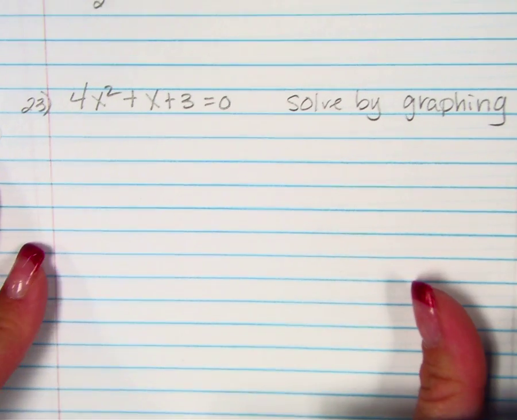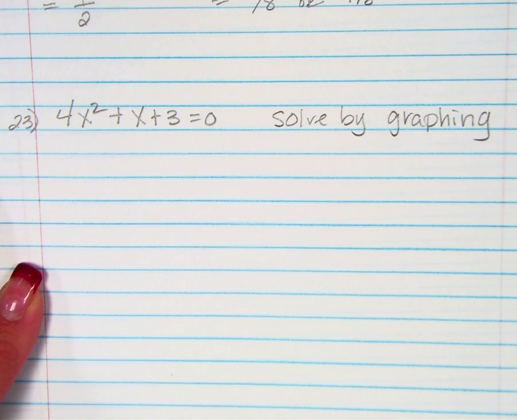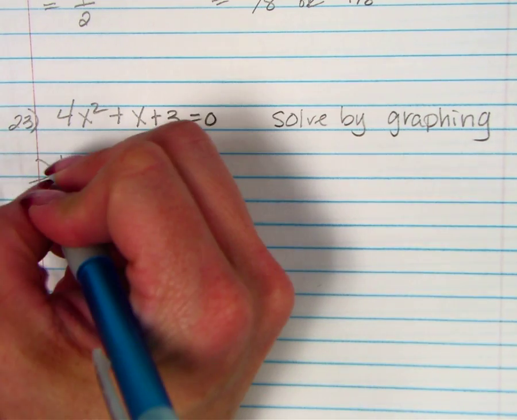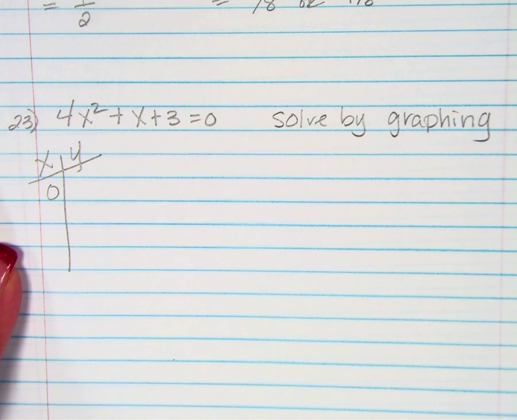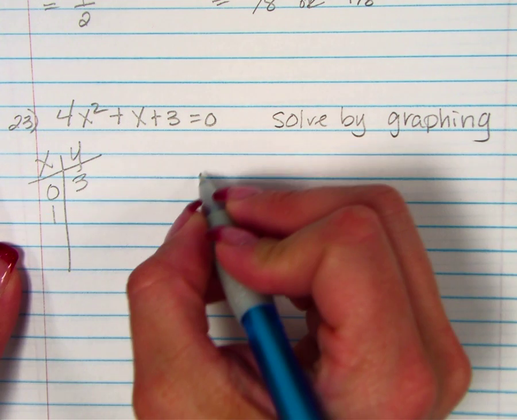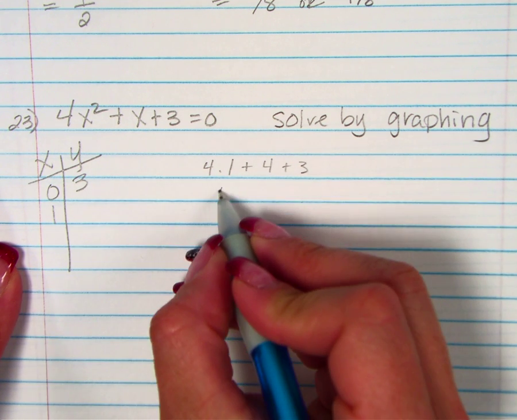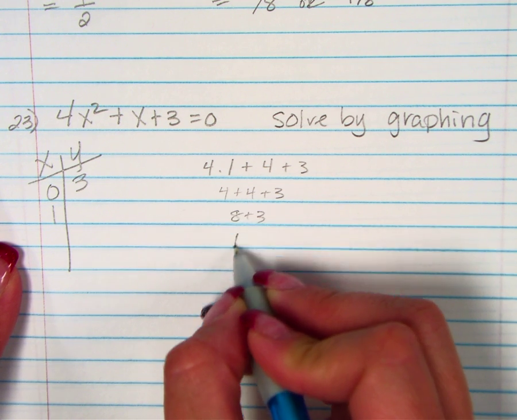Okay, so if we solve by graphing, we can plug in points, we can make an XY chart and plug in points, just like we did with our linear equations. So when x is 0, what's y? 3. When x is 1, what's y? We would have 4 times 1 plus 4 plus 3. It's 8. So it would be 4 plus 4 plus 3, which would be 8 plus 3, which is 11.